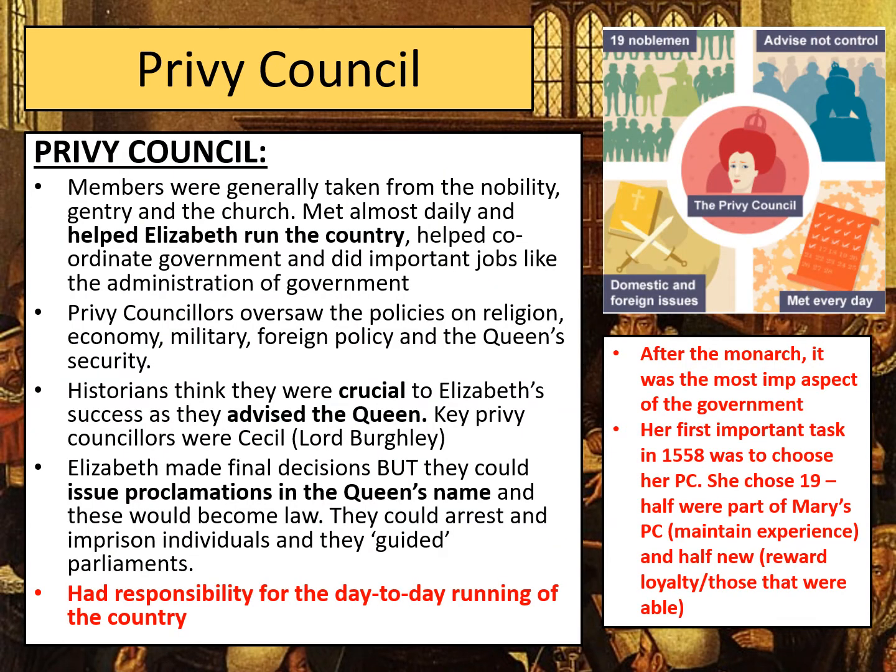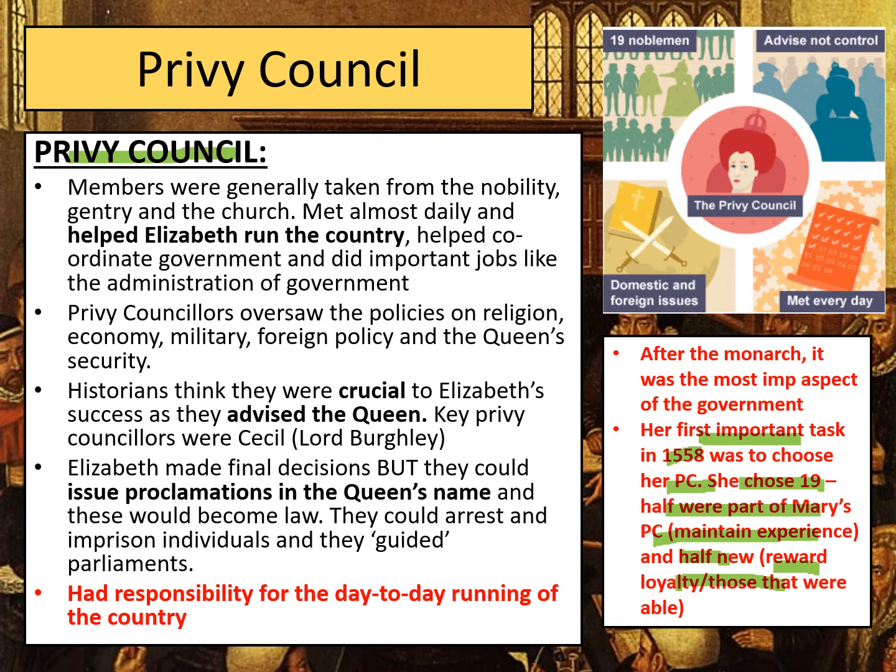The next area of her government is arguably the most important, because this was the group that organised the day-to-day running of the country and helped Elizabeth rule. Now, the Privy Council had always been a key group, and Elizabeth's first important task when she becomes Queen in 1558 was to try and choose her Privy Councillors. She ended up choosing 19 of them, half that she chose from Mary's Privy Council to try and maintain experience, and half were new because she wanted to reward loyalty and also make sure that she hired people that were also able as well.